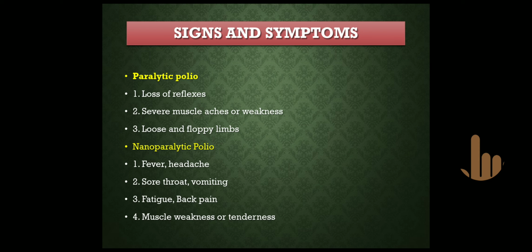In detail, the pathogenicity, what type of receptors are used, and how this vaccine has been developed, I will discuss in my next video.